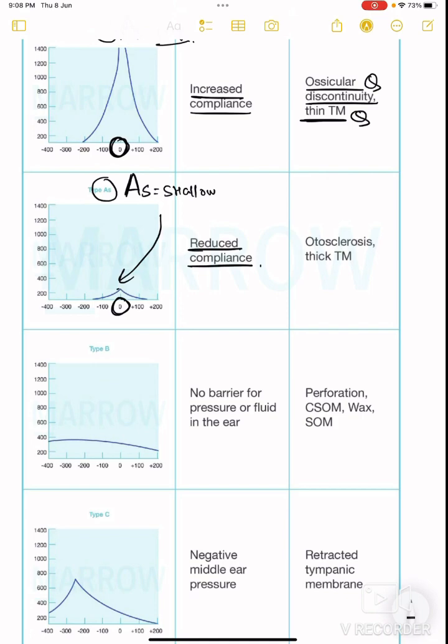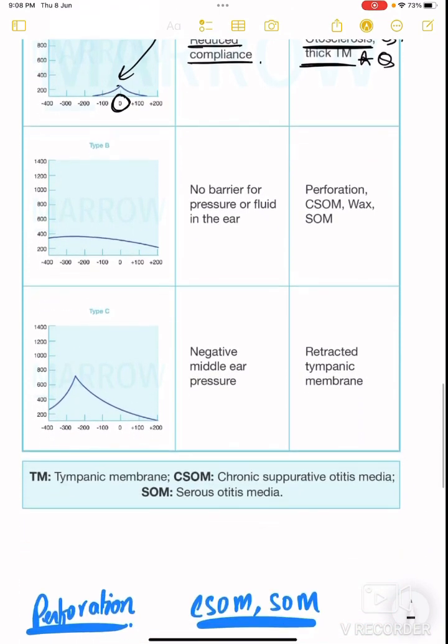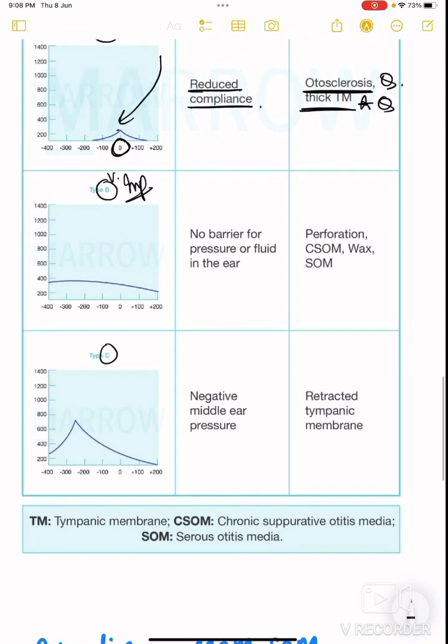So where do you see compliance is decreased? When the tympanic membrane will be thick. If the tympanic membrane is thick, then the air won't go back fast. So thick tympanic membrane. And next is if there is calcification, and we all know calcification means otosclerosis. Then coming to the B type of graph. This is very important. People generally tend to make mistakes in this B type of graph and C type of graph. Okay, so where do you see B type of graph?